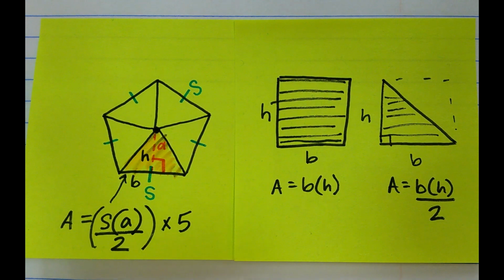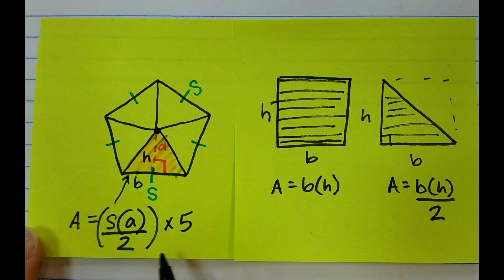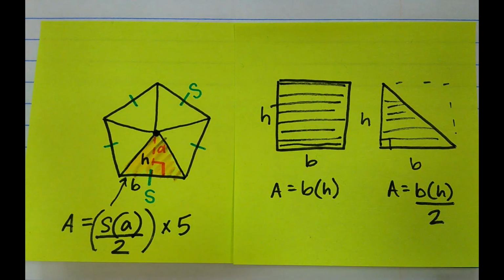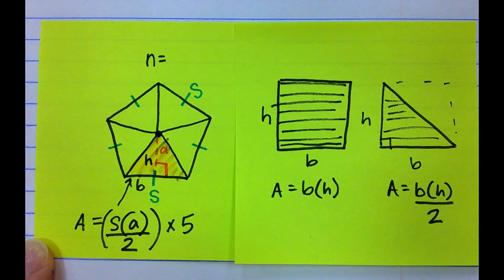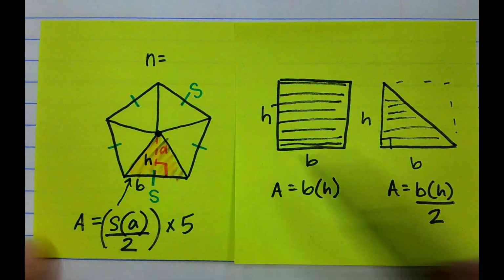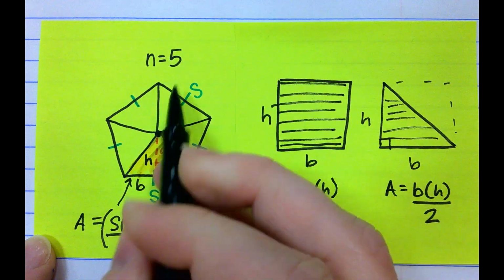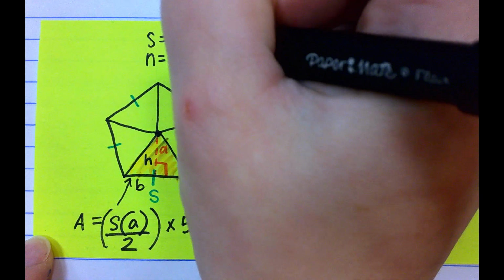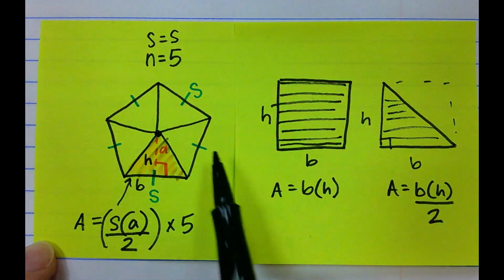Now this would be a really complicated way to do it. So times 5 triangles, because there are 5 triangles. Now, if we think about how we use N, S, A, P, for this pentagon, our N, our number of sides, would be 5. Our side length would be S, whatever it is.